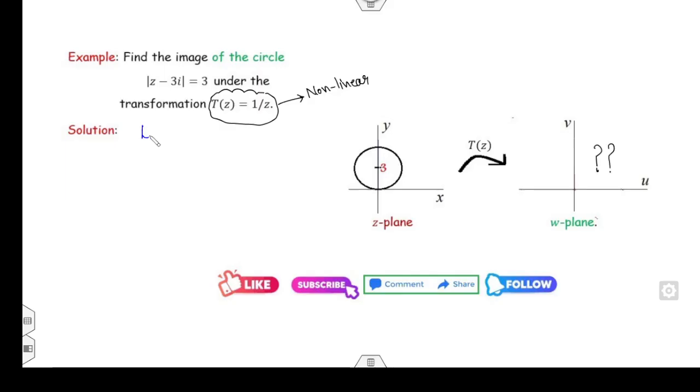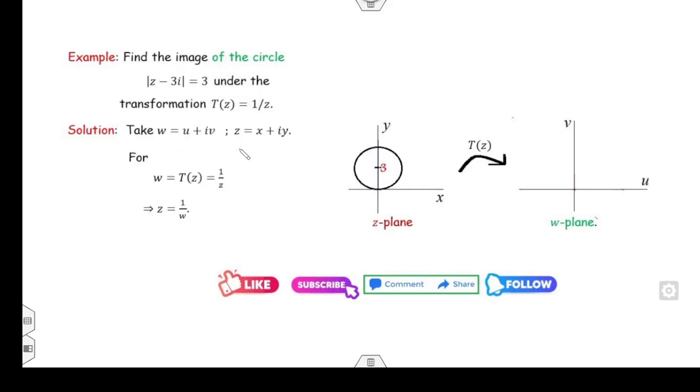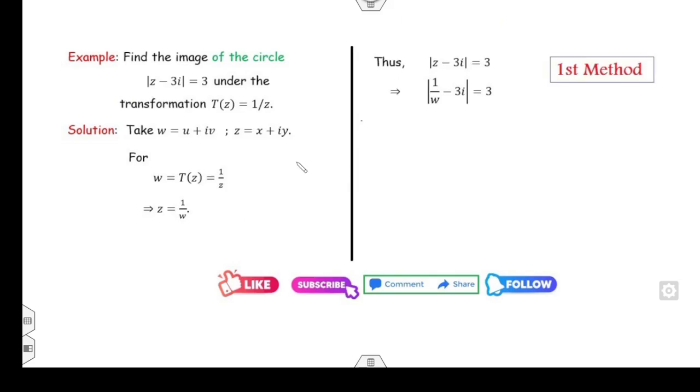Now I can choose w is 1 over z. So can you find the value of z? z is 1 over w. I can substitute z equal to 1 over w in the given equation: modulus of 1 over w minus 3 iota is equal to 3. Now how can you solve this? There are two methods I will explain to you.